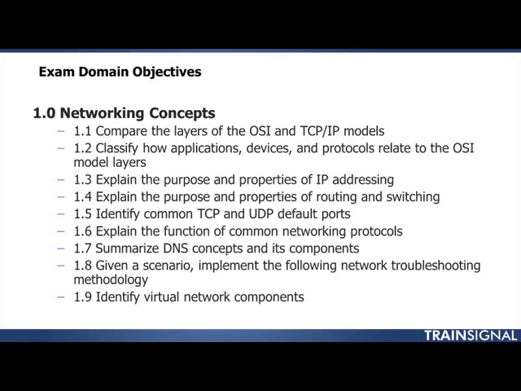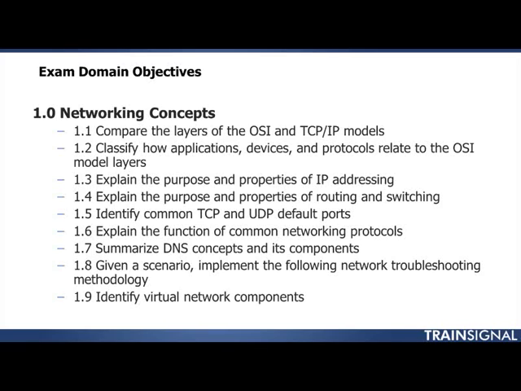Well, first of all, the number one top broad domain objective, and I will tell you there's 5 of these, 5 main areas. This first area is called networking concepts. And this is where they talk about things like the OSI and TCP/IP models, and when it comes to those models, the different layers. We have IP addressing, routing, switching, specific ports. You may recall as far as TCP and UDP, where we talked about the difference between them.